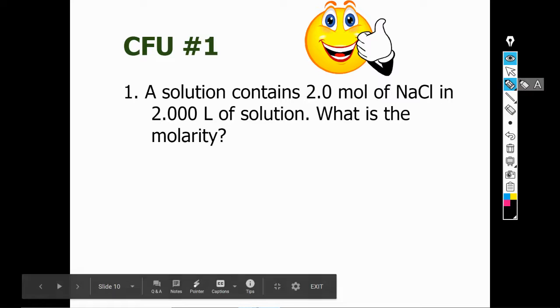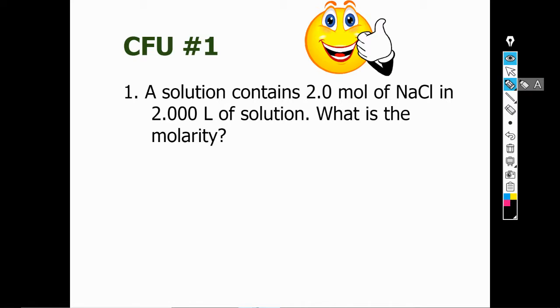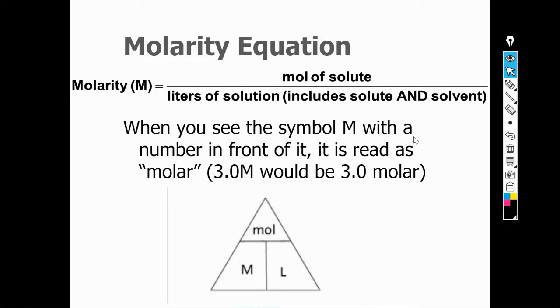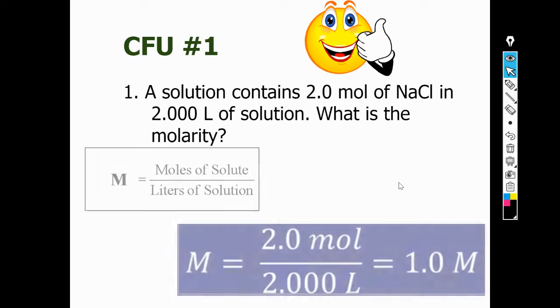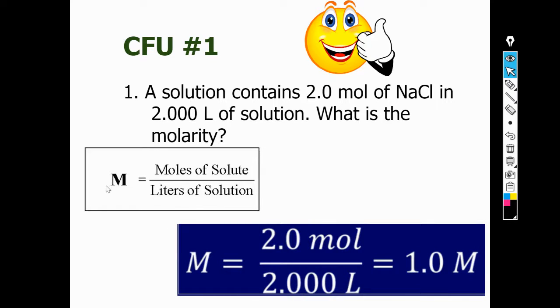Let's look at a practice problem here. We have a solution containing 2 moles of sodium chloride in 2 liters of solution, and it asks what is the molarity. Let's go back real quick. This one's asking for a molarity, and the equation's already set up for that. It's going to be moles over liters. Molarity equals moles over liters. I plug in the numbers. It's 2 moles over 2 liters, which gives me an answer of 1 molar. 1.0 molar is the concentration of that salt in that amount of water.